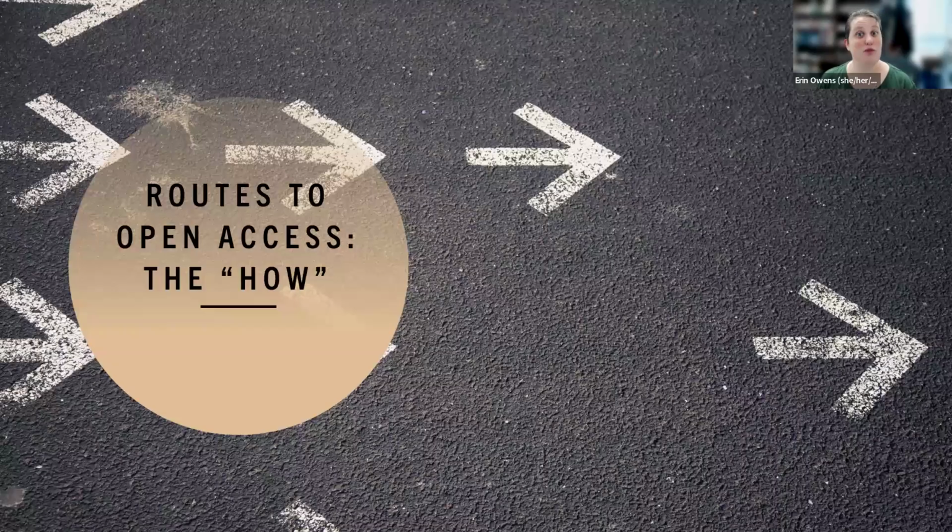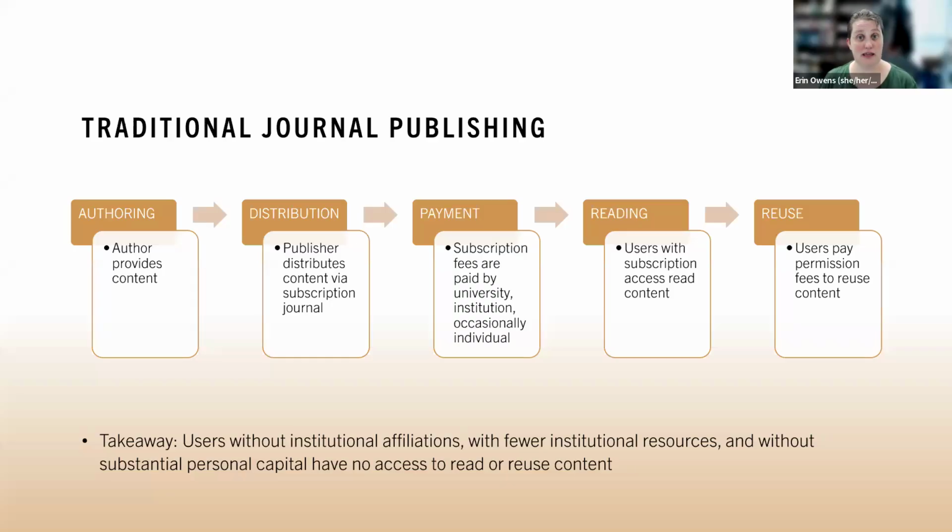So we've talked a little now about the why. Let's move on to the how. What are some routes to open access publishing? I want to start by actually looking at the path of traditional journal publishing. So if we think about a traditional scholarly journal as it would have been published 100 years ago, the author provides the content. The publisher then distributes that content via a subscription journal. Those subscription fees are paid by a university, some other sort of institution, occasionally by simply an individual researcher who subscribes on their own. Users who have access to a paid subscription read the content that's been published.